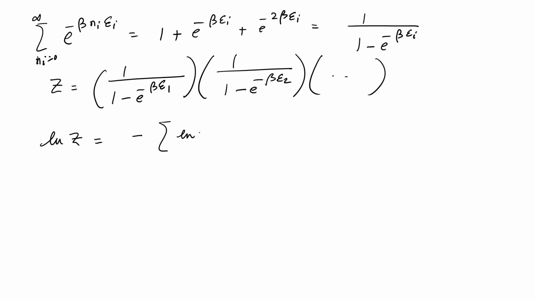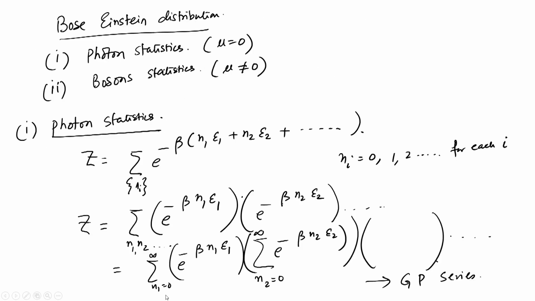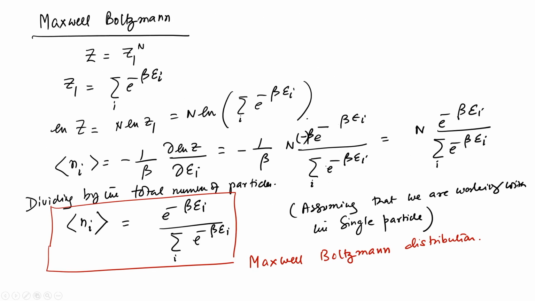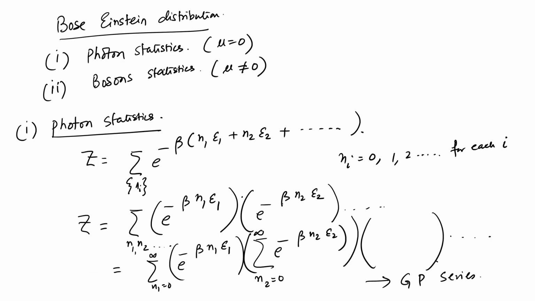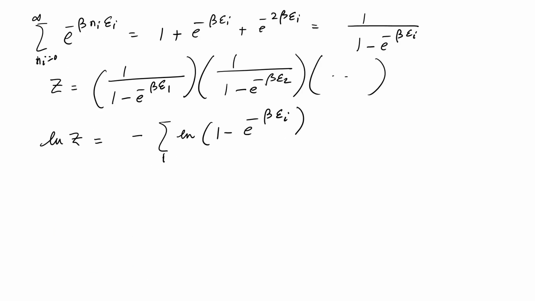So, this is minus the log of 1 minus exponential minus beta epsilon_i, and there is a sum over these i's. So, that is the log of Z, and now we know our prescription is clear: we need to calculate this by taking a derivative with respect to epsilon_i in order to get the average number of particles in a given energy state.